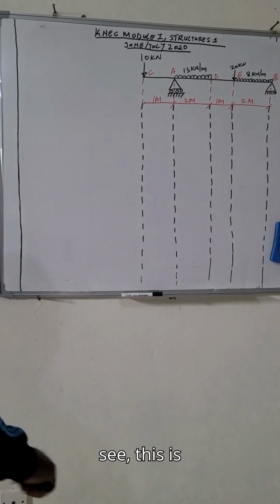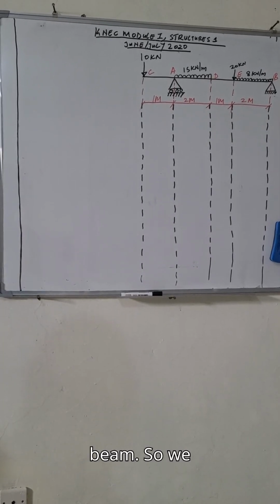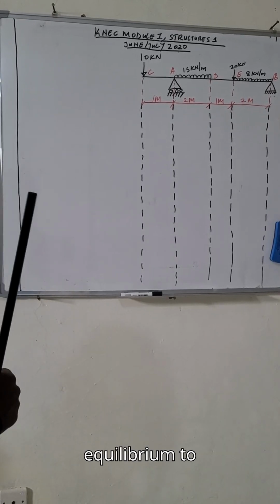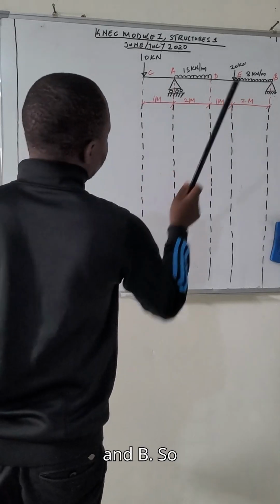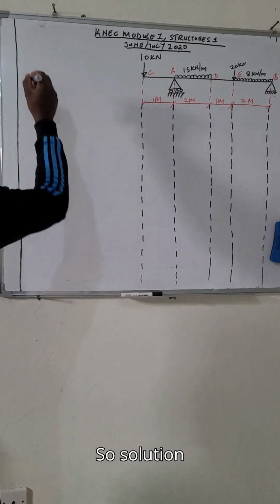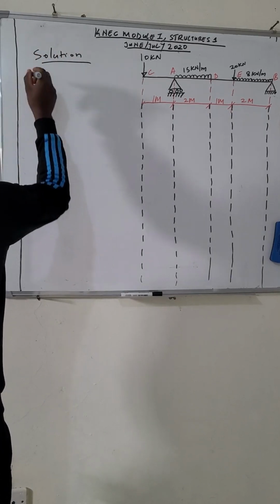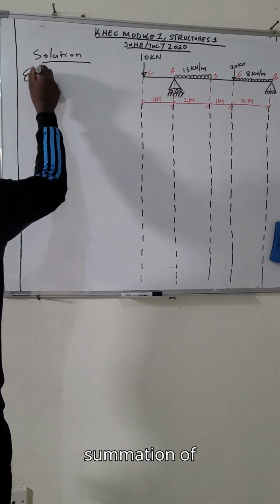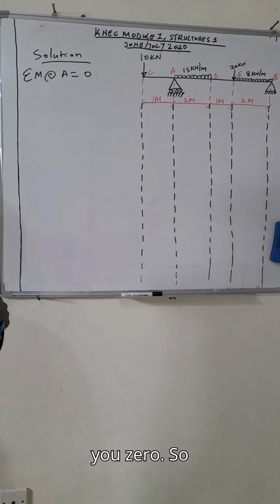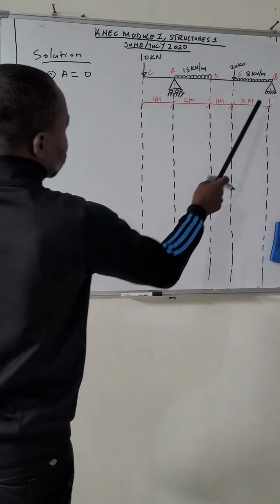And as you can see, this is a single span overhanging beam. So we will use the three equations of equilibrium to determine the reaction at A and B. So let's begin by summing moment about a point. So solution, summation of moment at A should give you 0. So after that, we will be calculating the reaction at B.